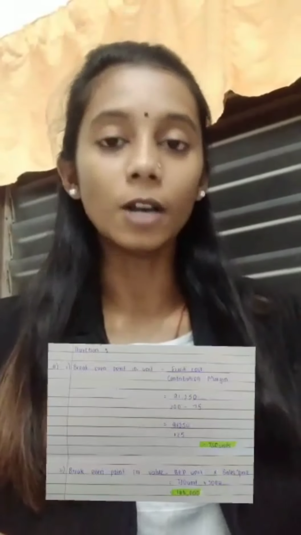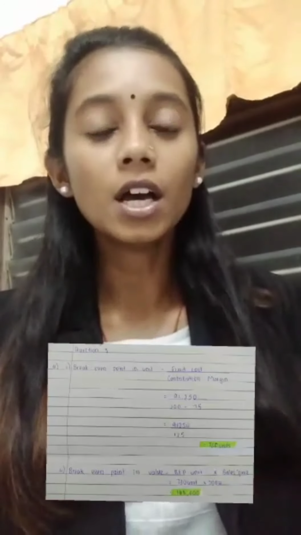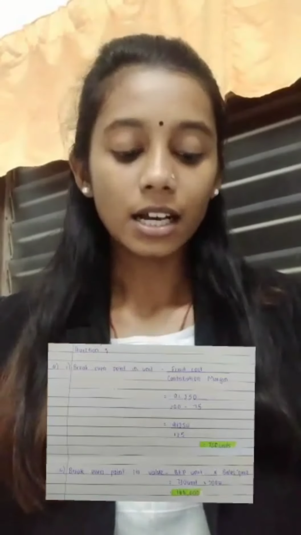And move on to the second one, break-even point in value. In value means your answer must be in RM. BEP units times sales price. So the BEP units we got just now, which is 730 units, times sales price 200, then we will get 146,000 ringgit. So margin of safety in units, the formula is actual sales units minus break-even point units. The actual sales units are how many units the company has sold, 950, minus the break-even point units, which we got as 730.